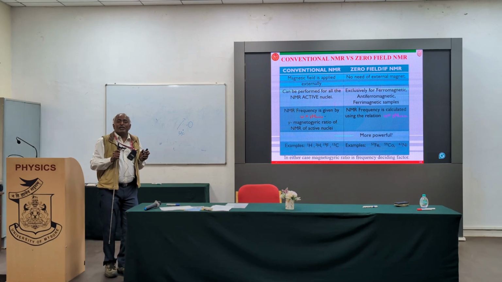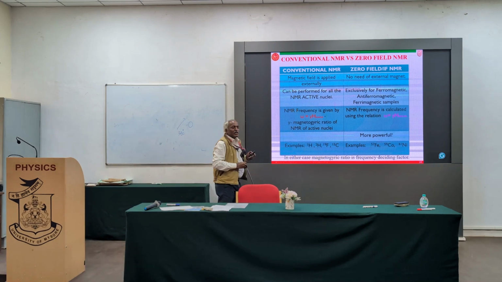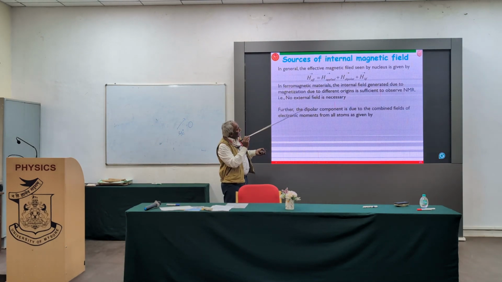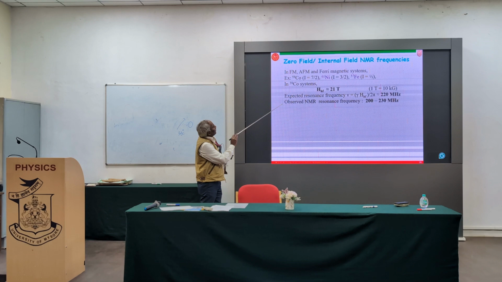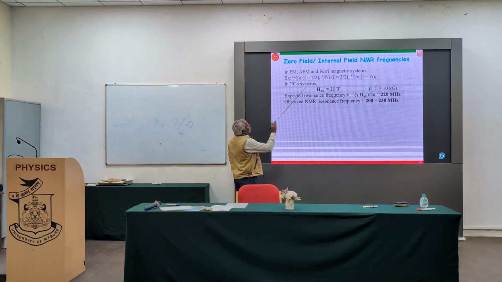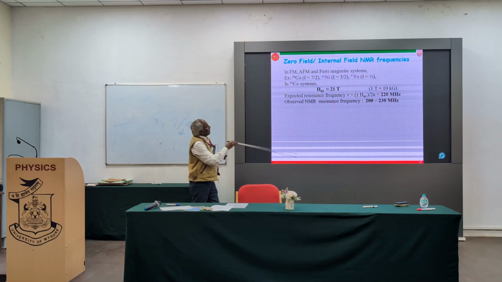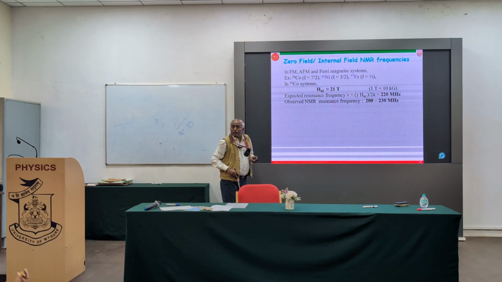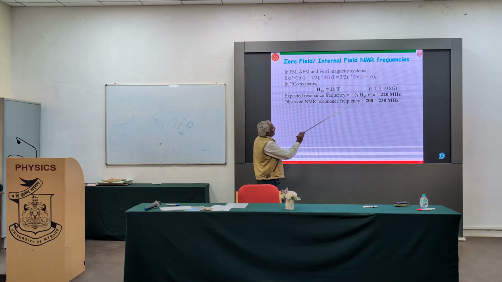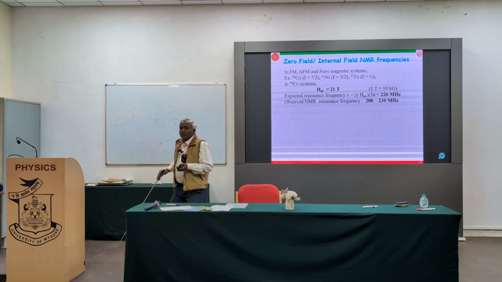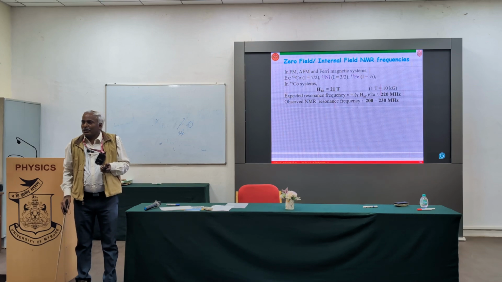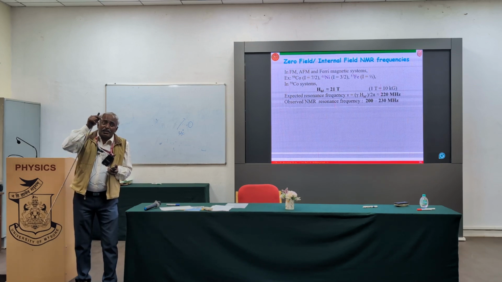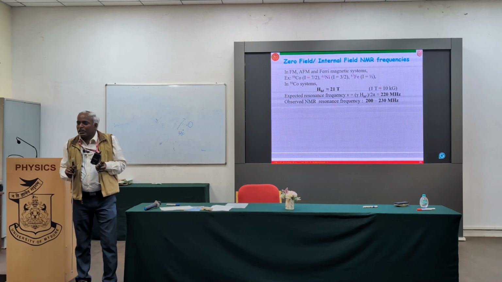Just to give you what would be the internal field at the site of the nucleus of cobalt, these are the theory associated with that. For example, whenever we consider cobalt, the spin, the nuclear spin quantum number, is I equal to 7/2. Then the internal magnetic field is about 21 Tesla. It is a huge number. It is not easily achievable with regular methods. 21 Tesla is present at the site of the cobalt.